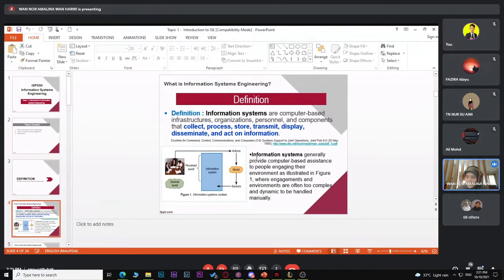Now, information systems have existed a very, very long way back, because that is how people communicate, in order for them to collect information, to process, and to disseminate information. But probably the technology then was not computer based.